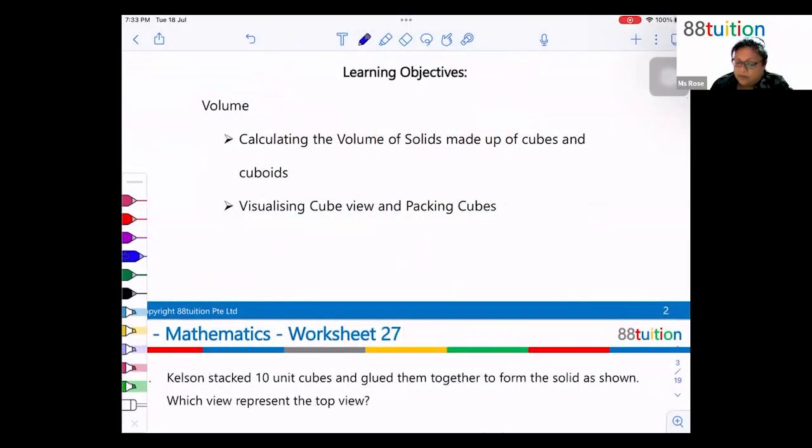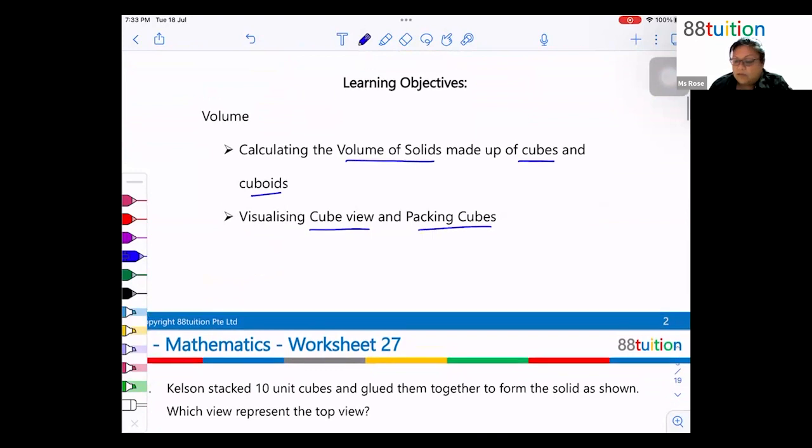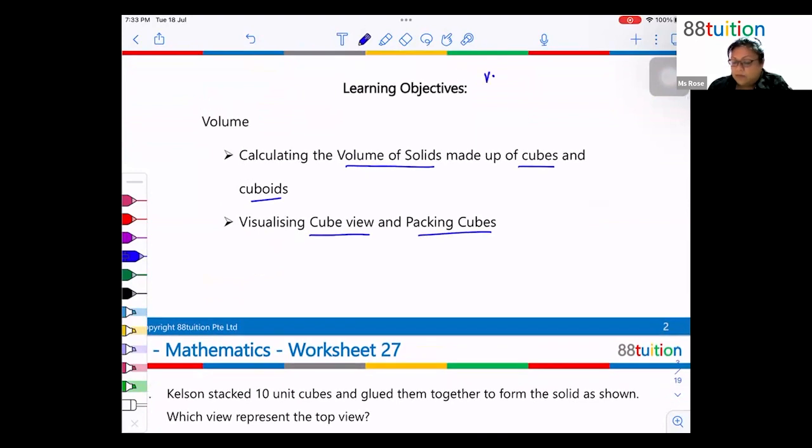So basically, we're calculating volume of solids, which is made out of cubes and cuboids, and visualizing cube view and packing view. Now, very quickly, when we talk about volume of solid, what's the formula? Anyone? What's the formula to find volume? Yes, thank you very much. Length times breadth times height.